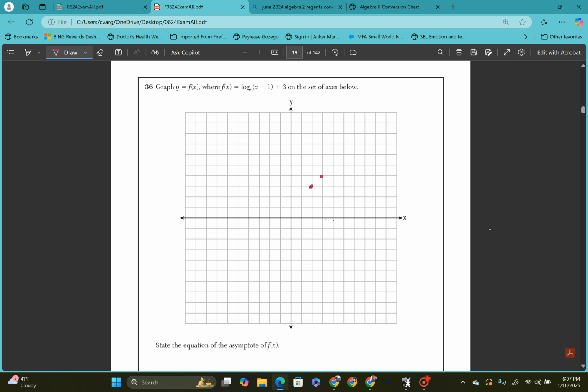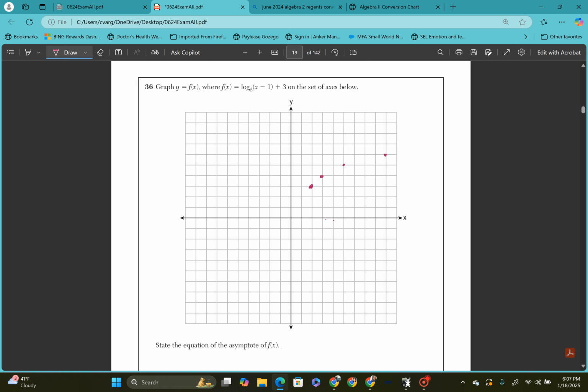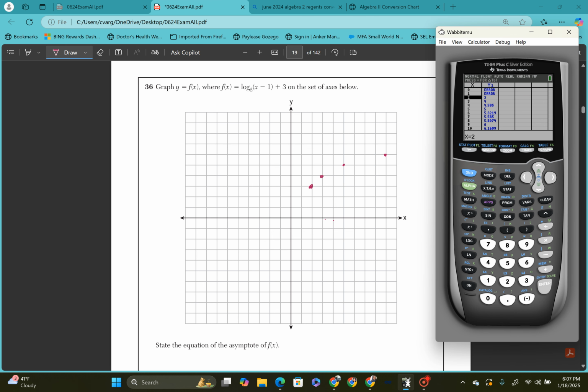1, 2, 3, 4, 5, right? It starts getting a little bit more sporadic. 9, 6. So 9, 6. Okay, so I'm going to just go ahead and verify this by looking at the graph. Okay, that makes sense, right?